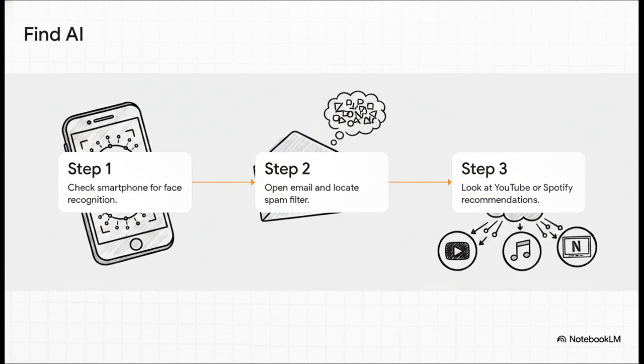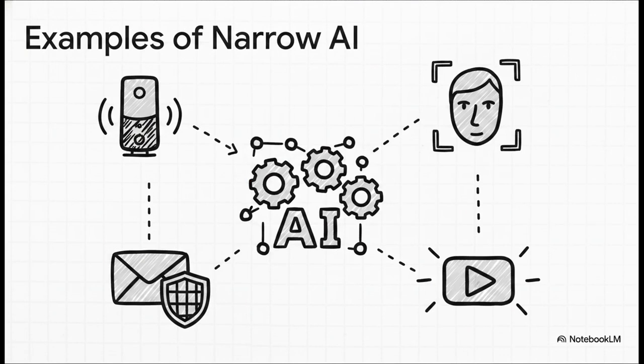Step 2. Pop open your email and just look at the spam folder. And Step 3. Open up YouTube, Netflix, or Spotify and take a look at your recommended content. Every single one of these everyday actions is powered by an algorithm that has studied huge chunks of data to predict an outcome just for you. You are literally completely surrounded by these hyper-focused tools.